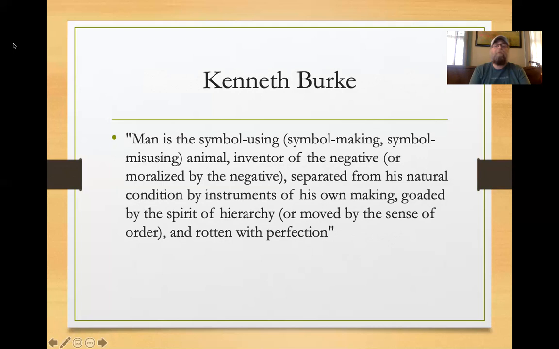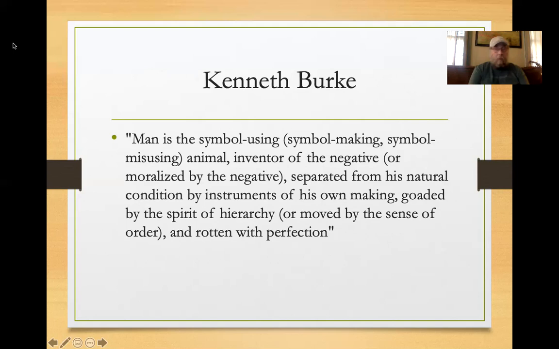"Man is a symbol-using, symbol-making, symbol-misusing animal." We use symbols. That's what we do. We make them, we use them, we misuse them. "Inventor of the negative, or moralized by the negative." So that's what I was talking about. We come up with this moral judgment: this is good, this is bad. And once we put that lens on something, a lens is a great metaphor, because as much as it brings something in focus, like these glasses, outside the lens is out of focus. So we can only see what we're focusing on, but it's very difficult to see what we're not focusing on.